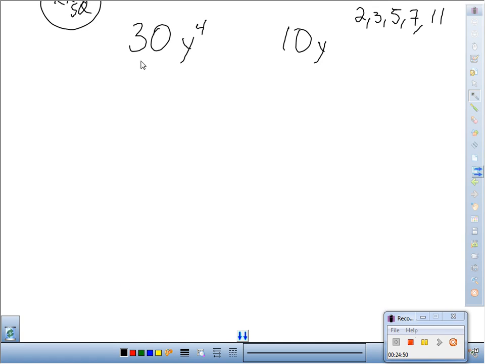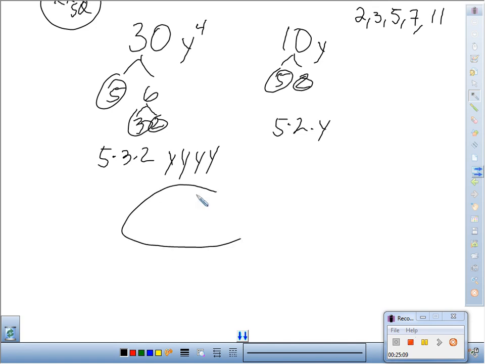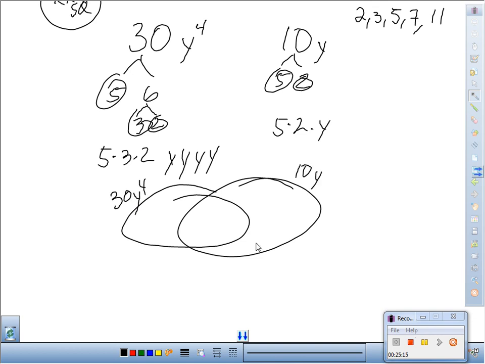I'm going to get started because we're running out of time. This is 5 times 6, and this is 3 times 2. 5 times 3 times 2, and y. This is 5 times 2. So we write 5 times 2, and then the y. 1 potato, 2 potatoes. This is for 30y to the 4th. And this is 10y. What's the same here and here?